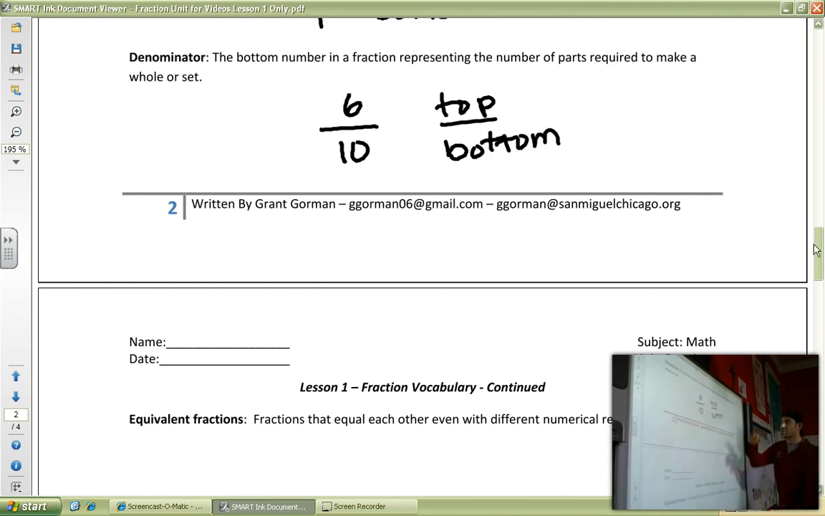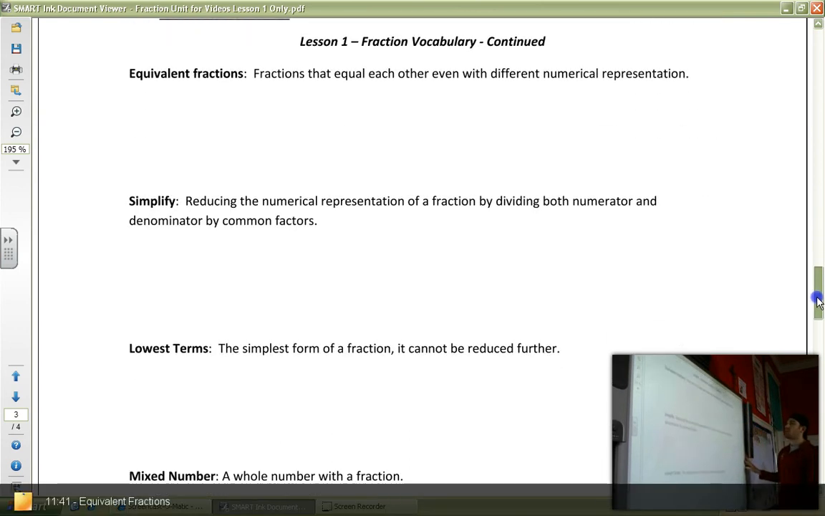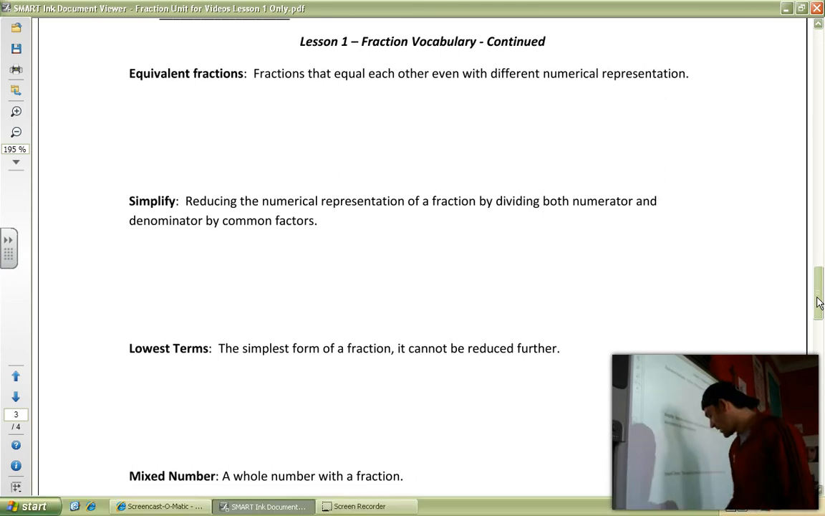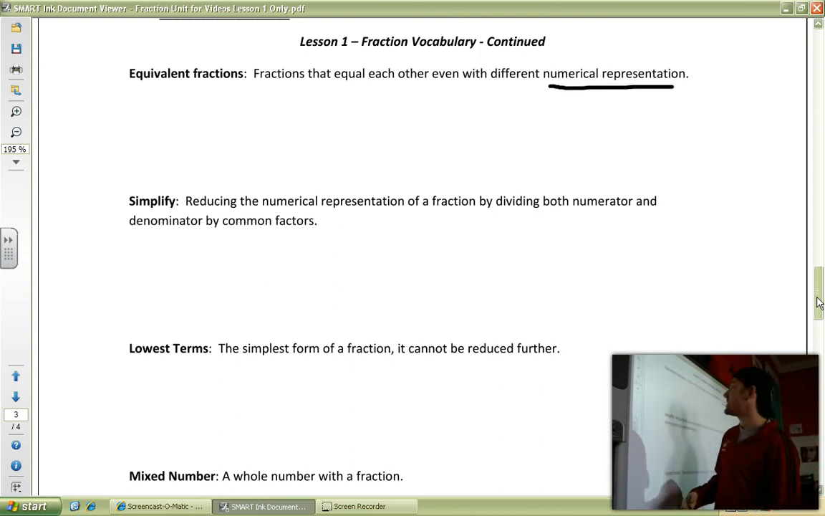Okay? Those are what those 2 different parts are called. We're going to keep going on your work here. Equivalent fractions are fractions that equal each other but have different numerical representation. Remember, numerical representation just means the numbers we're writing down.